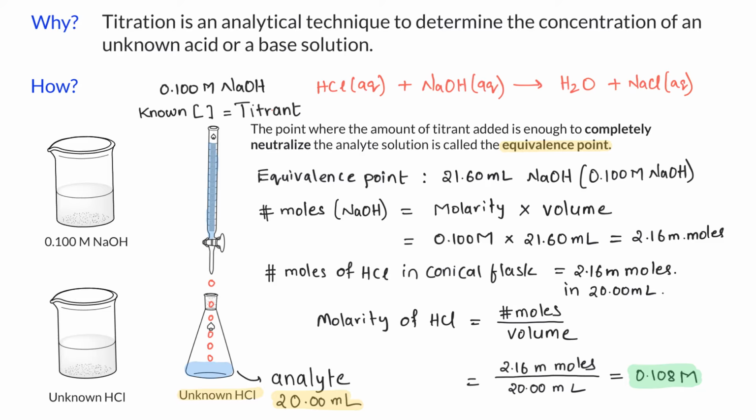Let us do an example problem. A 25 ml sample of sulfuric acid is titrated with 0.150 molar sodium hydroxide. The burette reads 15.3 ml at the end point. Find the molarity of the sulfuric acid solution.